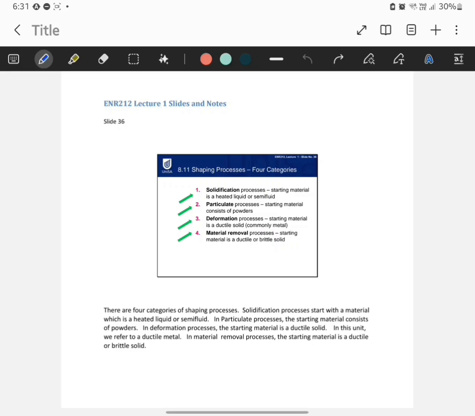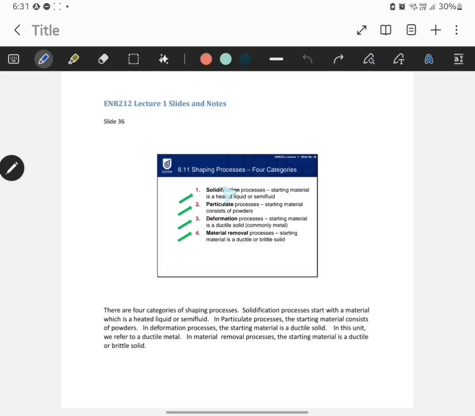As we can see, the first slide begins. Let's begin looking at the main categories of shaping processes. Here we will be exploring four types of methods used to shape material. Each one has unique starting materials and techniques.